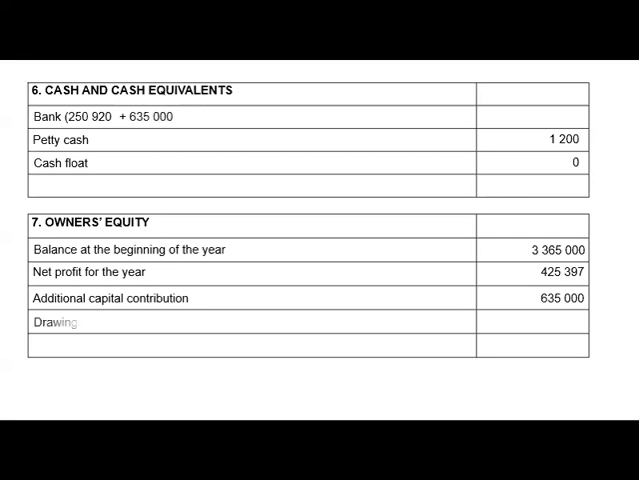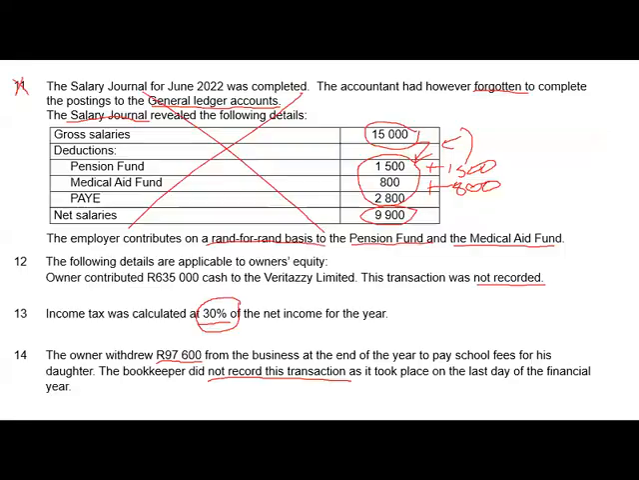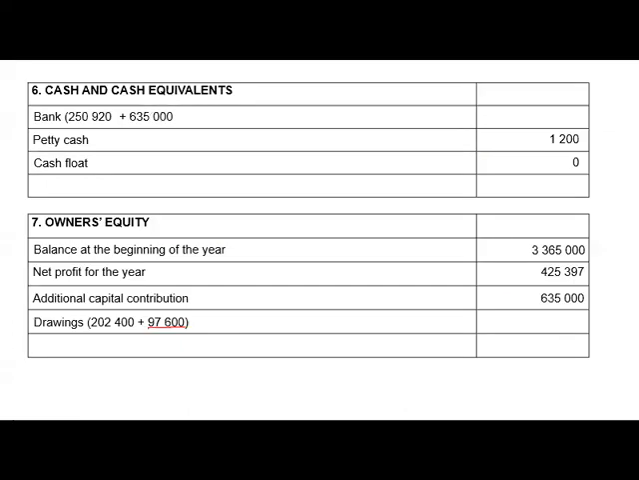And then you will subtract your drawings. Please note that your drawings here are increasing by 97,600. That is because 97,600 was what was taken by the owner. They told you the owner took money, withdrew. Okay, so took money from the business to pay for their son's school fees. So that will add to drawings, and drawings reduce owner's equity. You know this from grade 9.